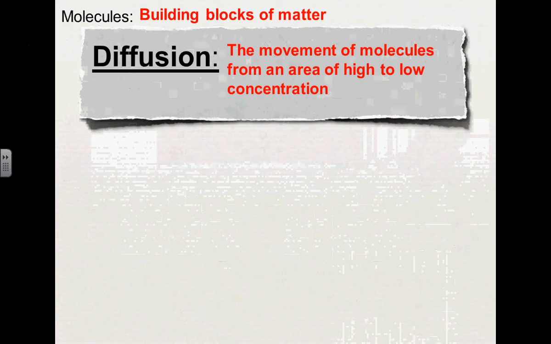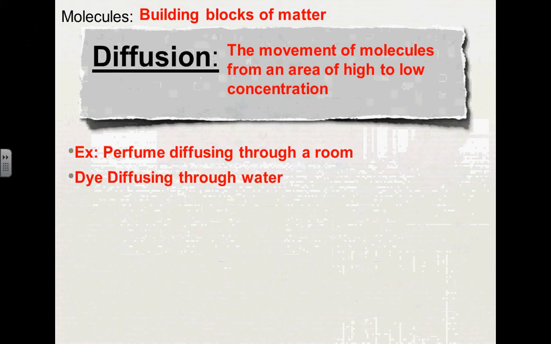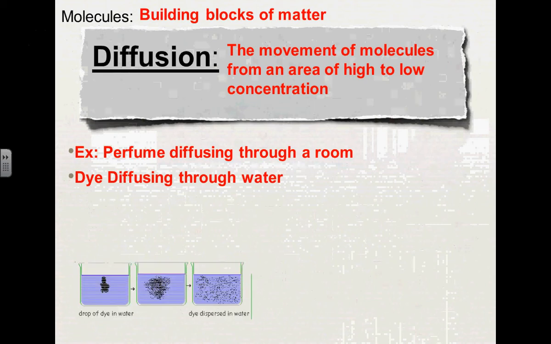If I put a drop of this dye in water, again, the dye starts off in a small little clustered area at a high concentration. But those molecules don't want to stay there. What do they want to do? Spread out. And so in a minute or two, when you look at this, you will see those dye molecules have spread throughout the whole container of water. That's what diffusion is. Molecules will move from areas of high concentration to areas of low concentration.